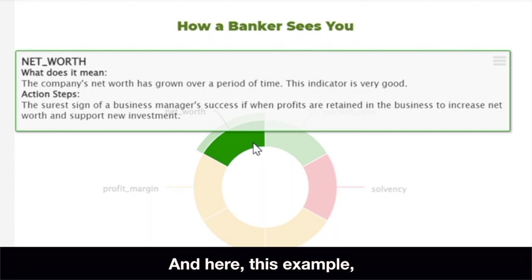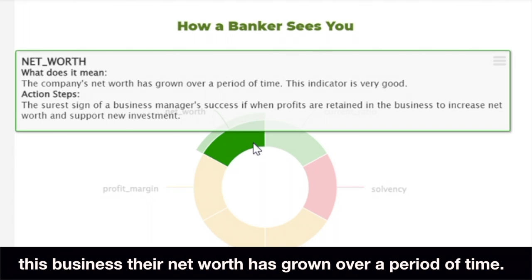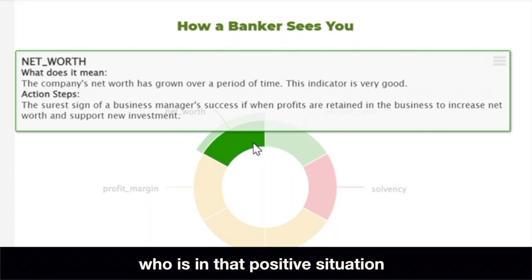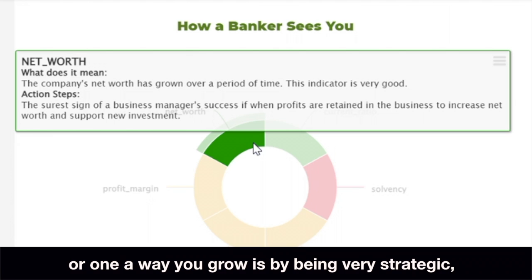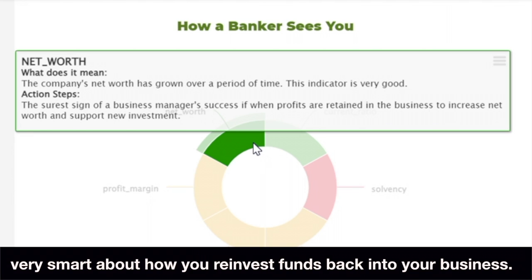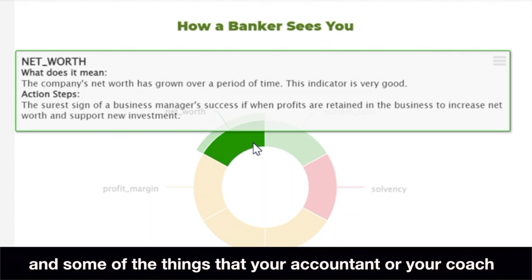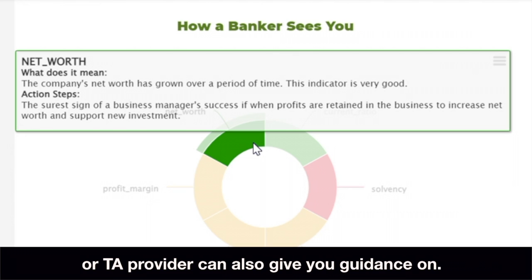And here, in this example, this business's net worth has grown over a period of time. We give some guidance for someone who is in that positive situation, where one of the ways you grow is by being very strategic and very smart about how you reinvest funds back into your business. And those are some of the things that a lender likes to see, and some of the things that your accountant or your coach or a TA provider can also give you guidance on.